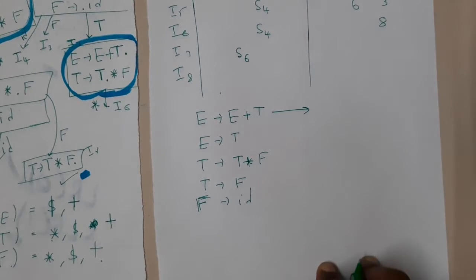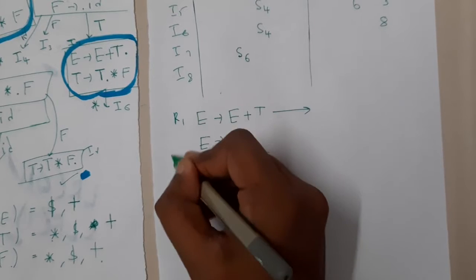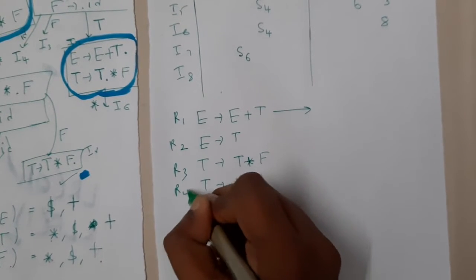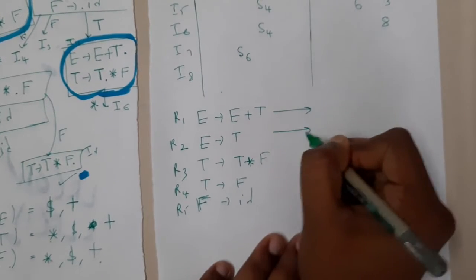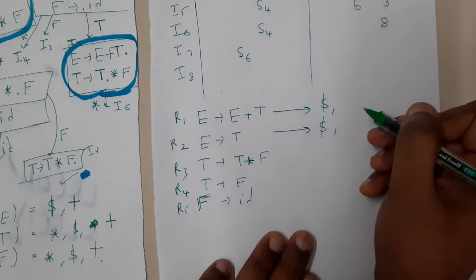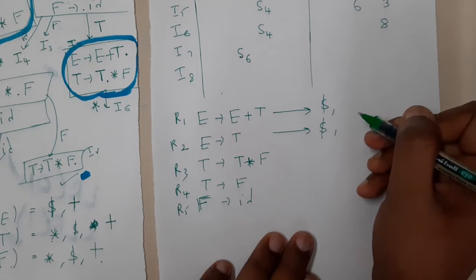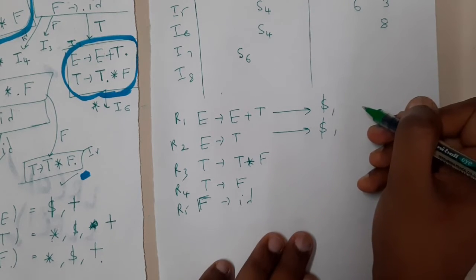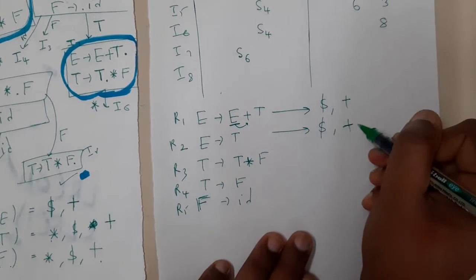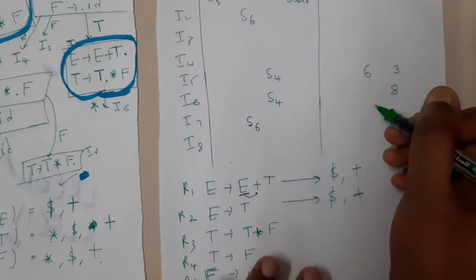Okay, so follow for E. So let us assume these as R1, R2, R3, R4, R5. So in both the cases, it is the start symbol, right? So you are going to get a dollar for sure, right? Yes. And similarly, when it comes to R2, what is follow of E? Follow of E is plus. So in both the cases you are going to get plus, right? Yes. So indirectly R1 and R2 are going to have dollar and plus.